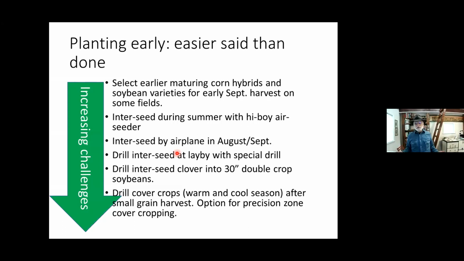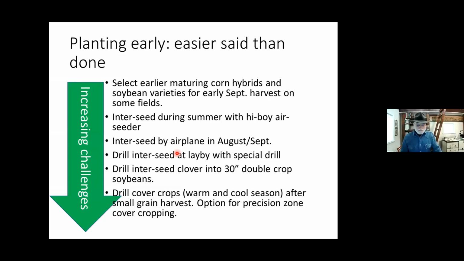There's also new equipment that's been developed at Penn State that's now commercialized. I'll show you, that allows you to drill in at lay-by. So around the pre-side dress time, corn V5, V6, you can go and drill in either corn, or if you have wide rows in soybeans, you could use 30-inch soybean rows and do that, although it works much better with corn.